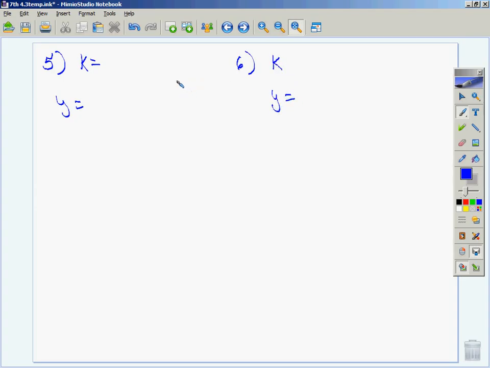For number 5, I should have k equals 1/3, and my equation would be y equals 1/3 x. For number 6, k would have been equal to 6, and my equation would have been y equals 6x. Do I need to go over 5 or 6 for anybody?